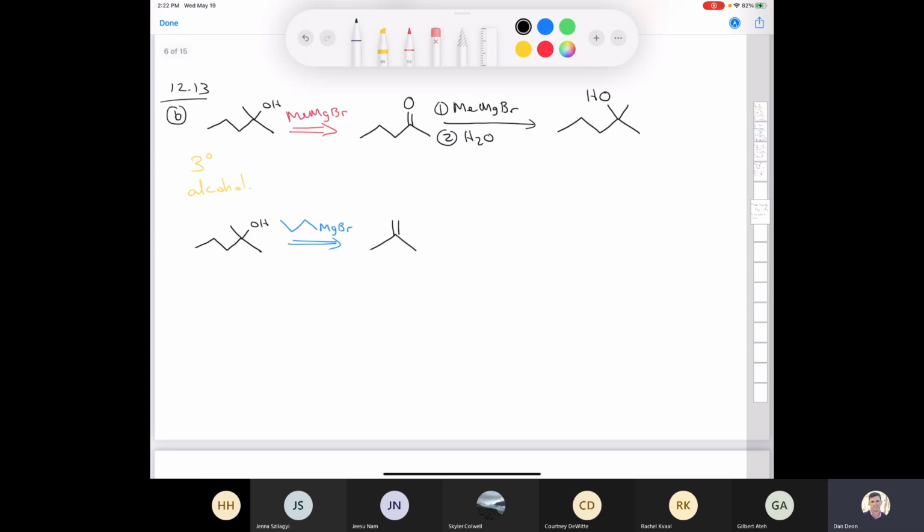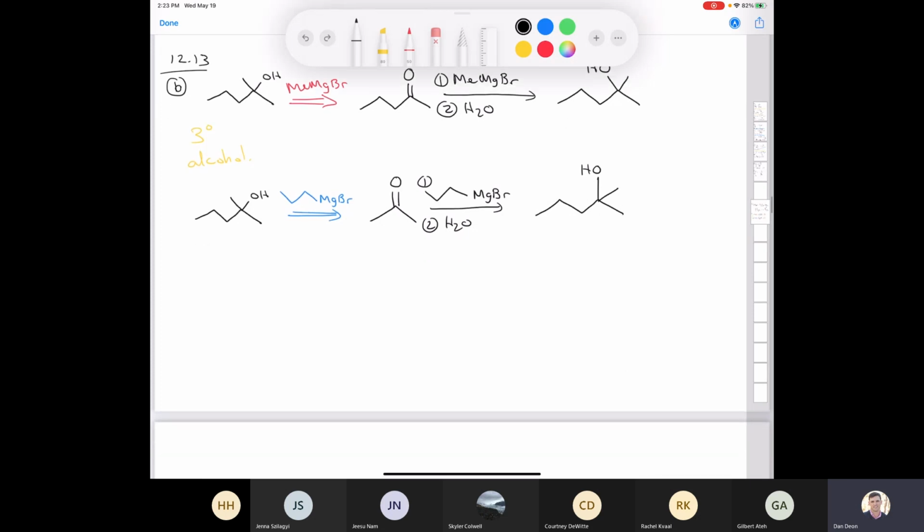If I start with acetone, then I would treat it with propyl magnesium bromide in the first step. And then in the second step, I would treat it with water, and I would end up with the exact same molecule. There you go. So those are 2 different ways to make that tertiary alcohol. I could either start with this ketone and treat it with methyl magnesium bromide or methyl Grignard, or I could start with this ketone and treat it with propyl magnesium bromide.